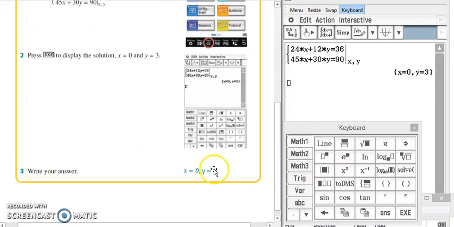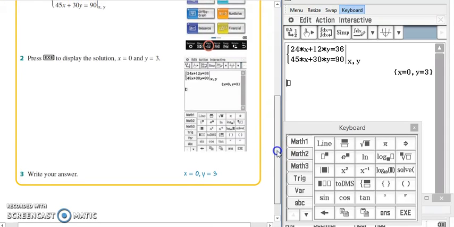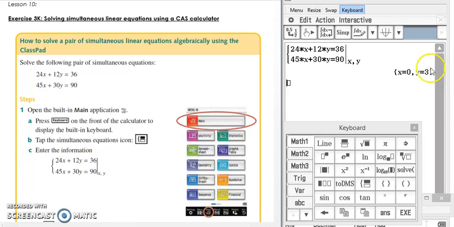When you get your solutions, you just write that as your answer. Now you can double check to make sure that when you plug these numbers into the equations, they will suffice. So when x is equal to 0, 24 times 0 is 0, plus 12 times y, so y is equal to 3, 12 times 3 is 36, that one checks. And 45 times 0 is 0, plus 30 times y, which is 30 times 3, which is 90. That one checks as well. So this pair of numbers suffice, and they do work.